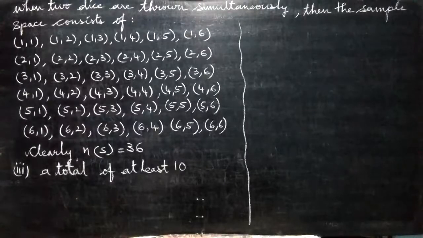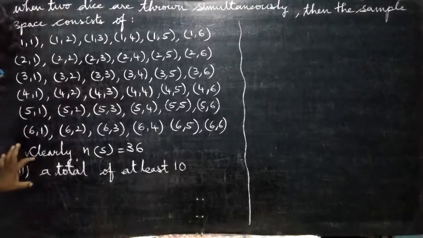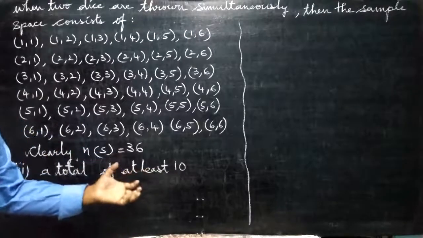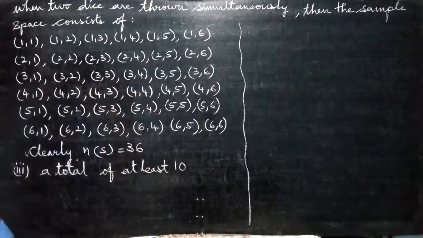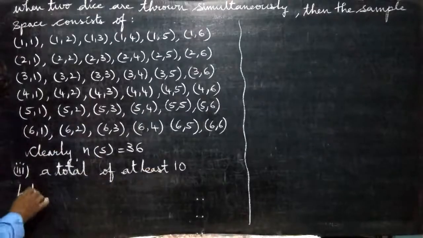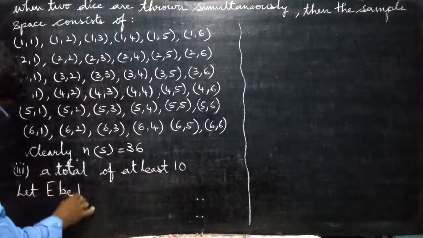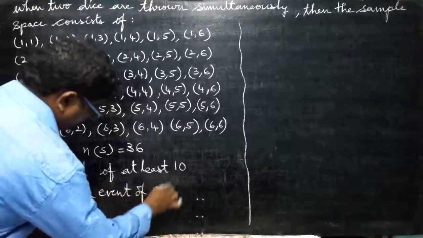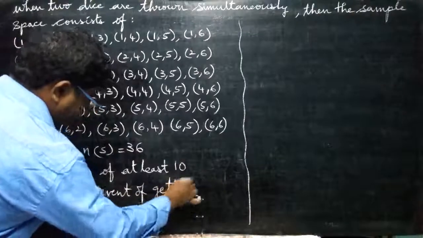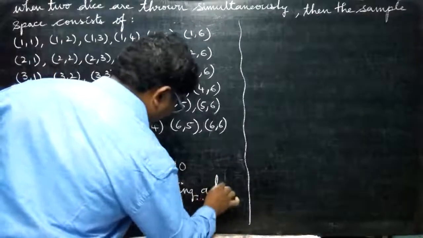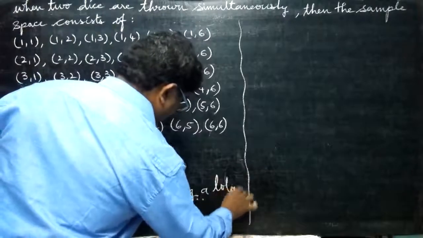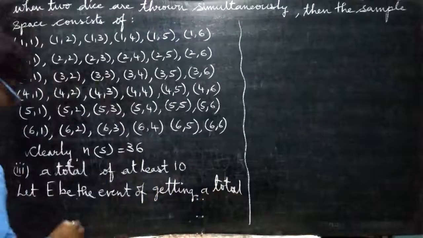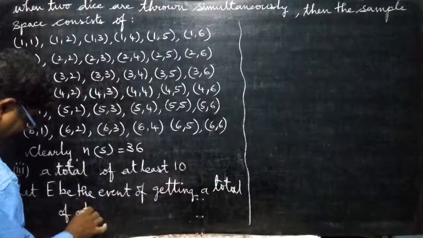Again the same problem in the third bit. They are asking to find the probability of getting a total of at least 10. 10 and more than 10 also, no problem. So let E be the event of getting a total of at least 10. You have to write this working compulsorily.